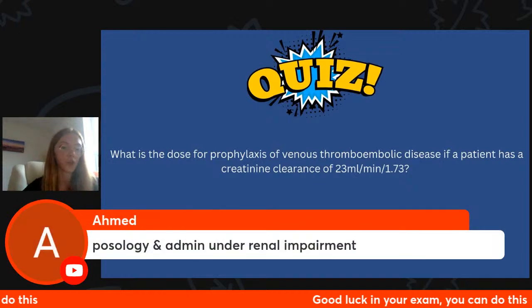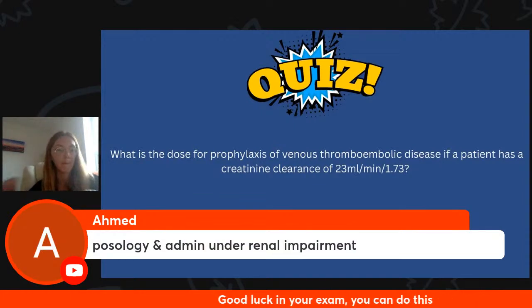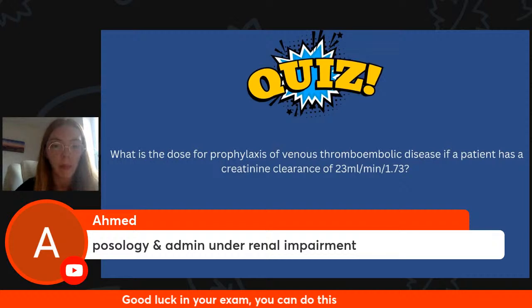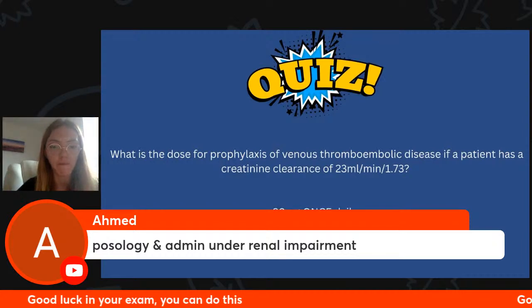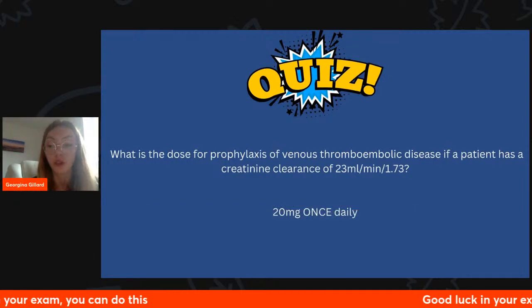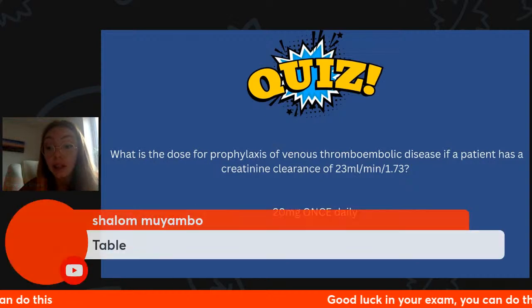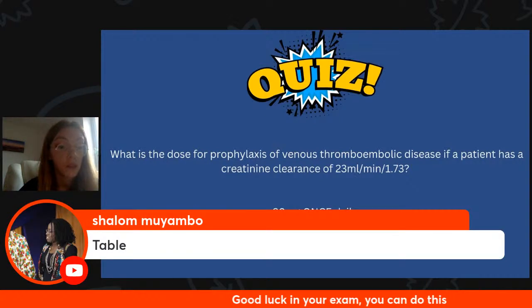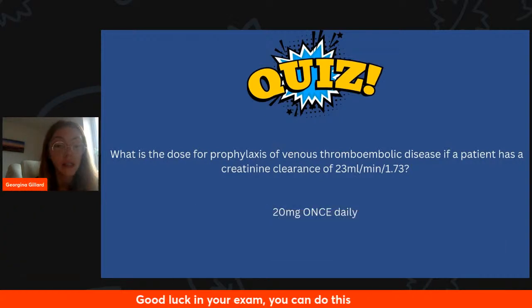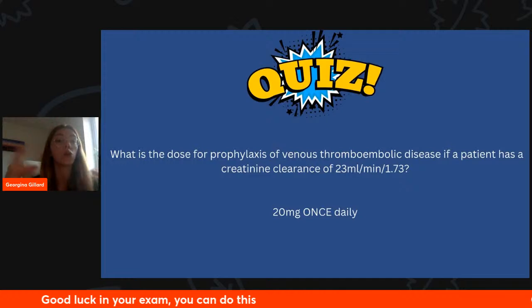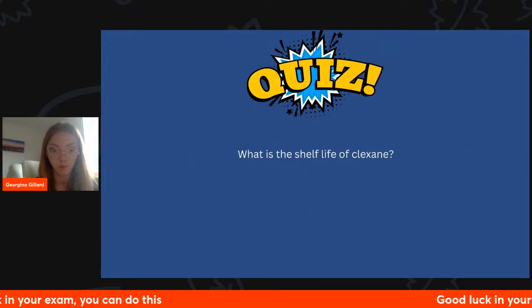Fantastic. You've searched down to pathology and administration under renal impairment. Beautiful. Spot on. The correct answer was 20 milligrams once a day. There is a table. The table is beautiful, isn't it? It makes your life a lot easier in terms of these SPC questions. You will see questions like this in your exam.